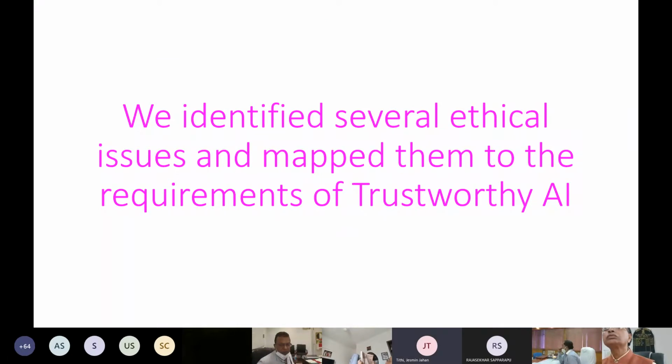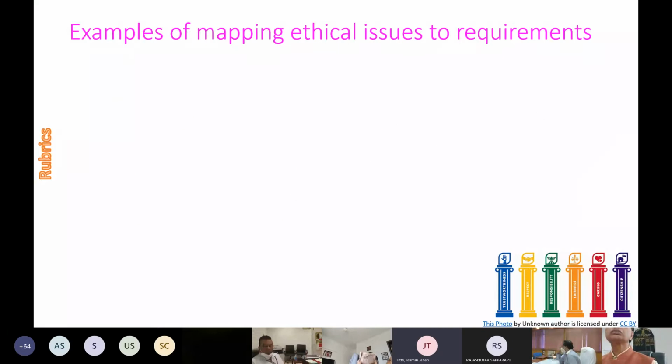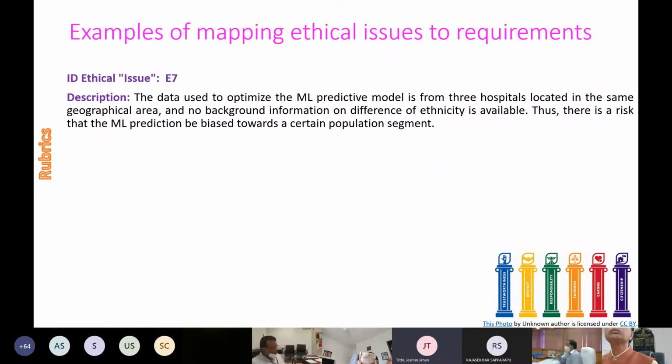From the socio-technical scenario, we identified several ethical issues and mapped them to the requirements of trustworthy AI. As I said, I was describing the process before. And here is one such example of an ethical issue that we identified for this medical device. The data that is used to optimize the ML predictive model is coming from 3 hospitals located in the same geographical region, and there is no background information on the difference of ethnicity of the patients. Thus, there is a risk that the ML prediction will be biased toward the certain population segment that visits that hospital regularly.